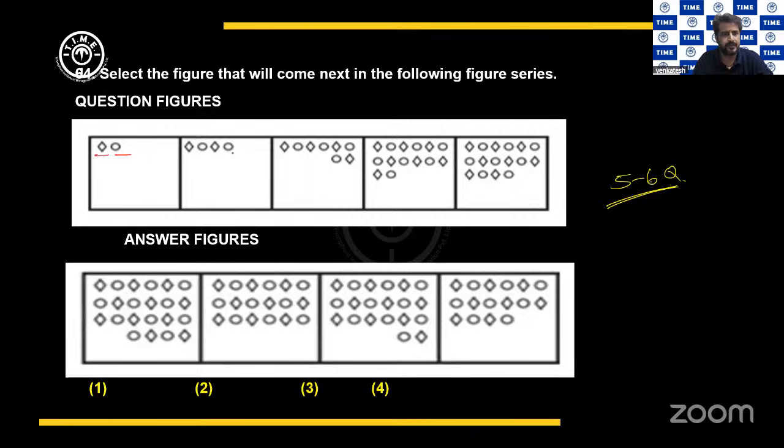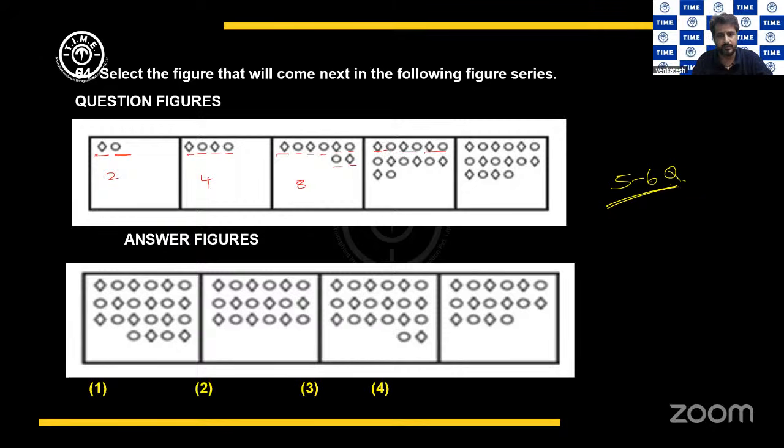One square, one circle, one square, one circle. Yeah, it's got increased. Next, rhombus, circle, rhombus, circle, rhombus, circle. Okay, so here we have 2, here we have 4, here we have 8.